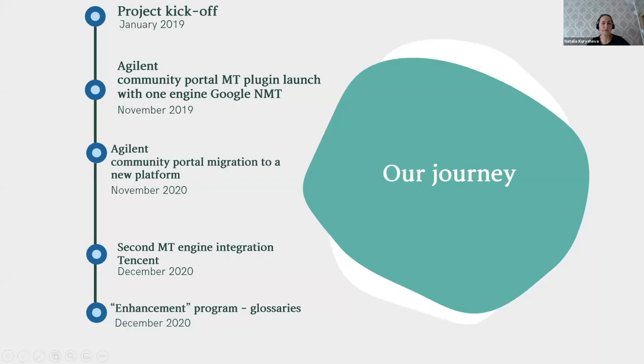So now a little bit about our journey. I will walk you through all the main milestones here. As I have said, we kicked off the project in 2019, and back then we started with only one machine translation engine. It was Google NMT. Last year, the Agilent Community Portal was migrated to a new platform, and the plugin was migrated as a part of this portal as well. Last December, we onboarded our second MT engine, Tencent.